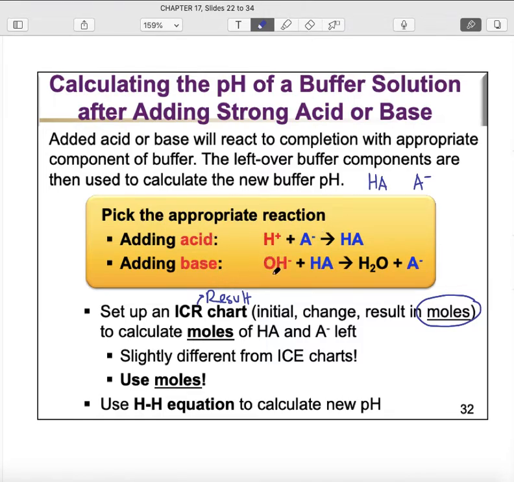On the other hand, if we add base, that base is represented by the hydroxide ion here. Let's say that it came from sodium hydroxide or something like that. Anyways, that hydroxide ion is going to react with the acidic portion of my buffer, which is the HA. When they react, that base accepts a proton, forming water, and the acid must act as the proton donor, forming A minus. Right? So again, this would be the equation that will be utilized to set up your ICR chart for addition of base. And then once we use the ICR chart, we would have number of moles to plug into the Henderson-Hasselbalch equation.